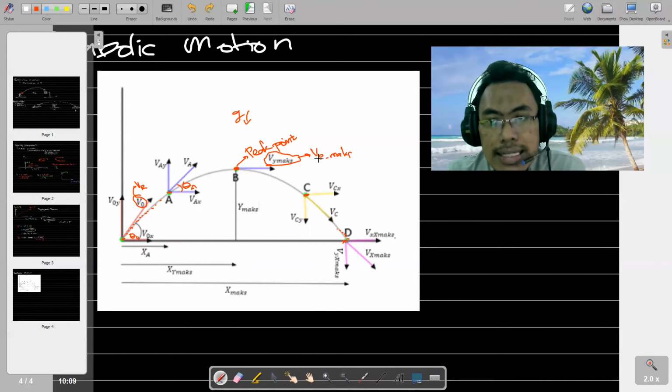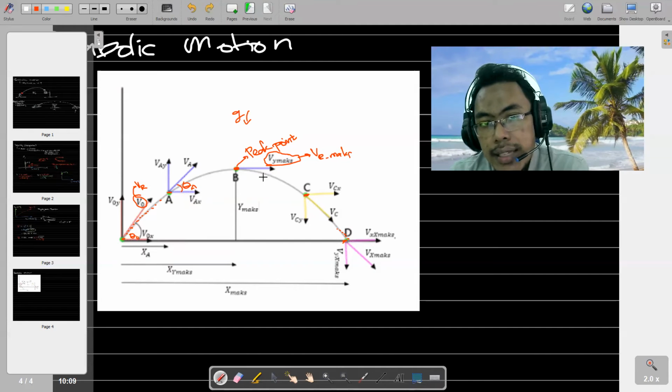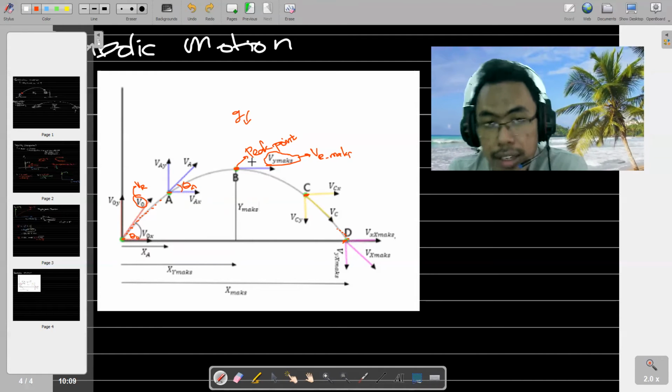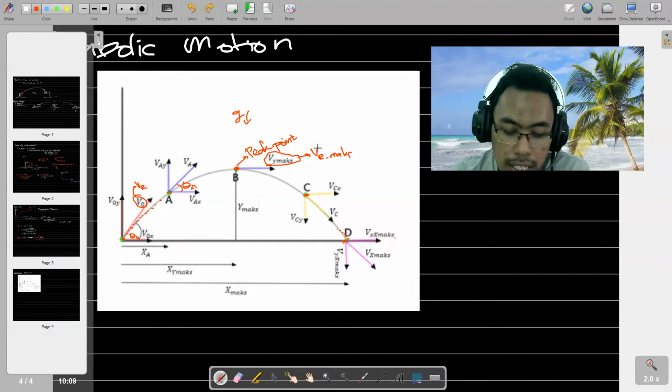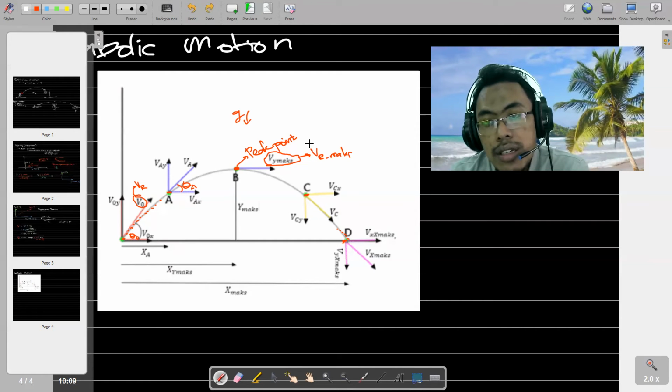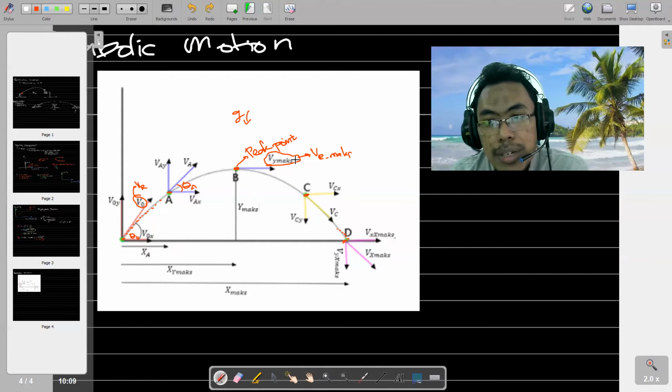And when it is at the peak point, the highest point that can be reached by the object, it doesn't have a Y component. Instead, it only has an X component. Jadi dia tidak punya komponen Y, tapi dia hanya punya komponen X.